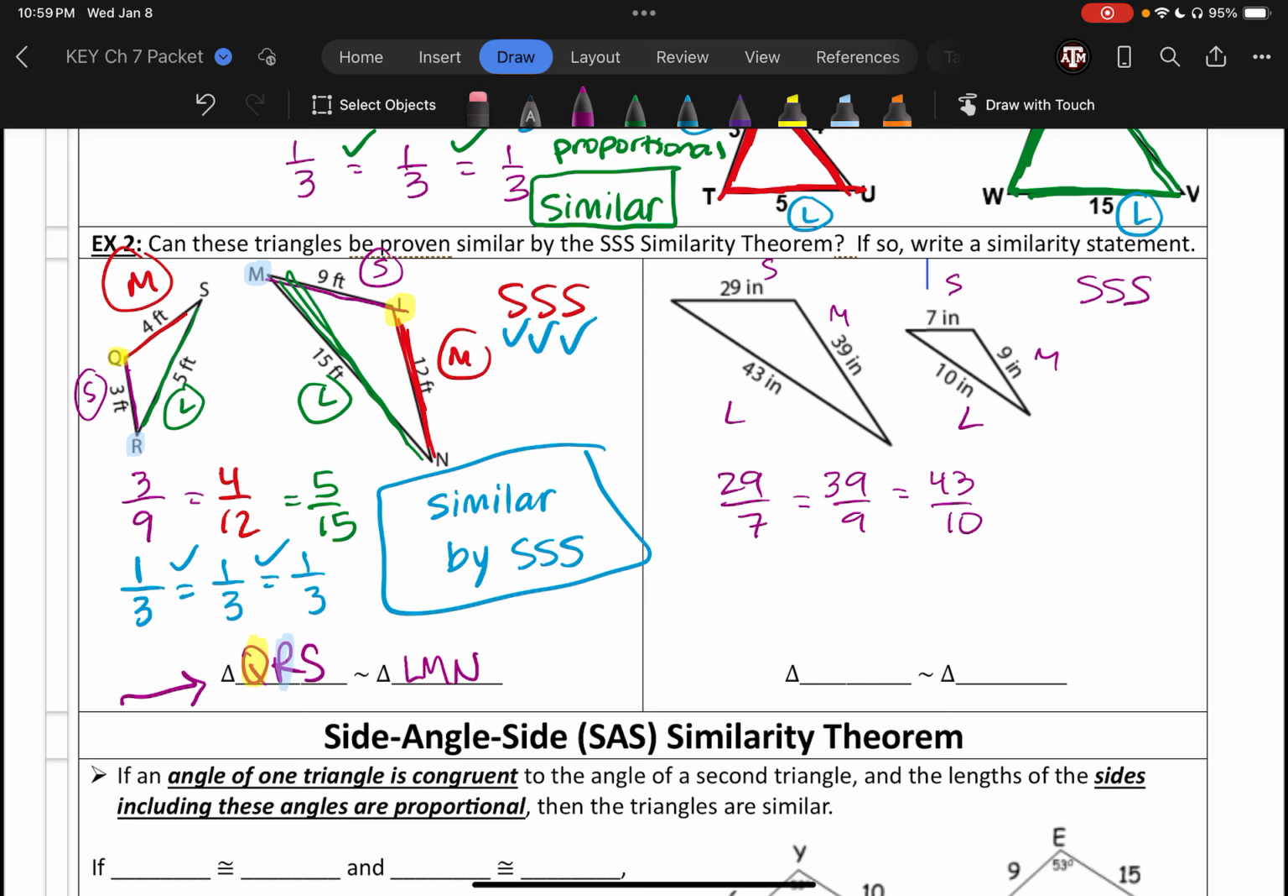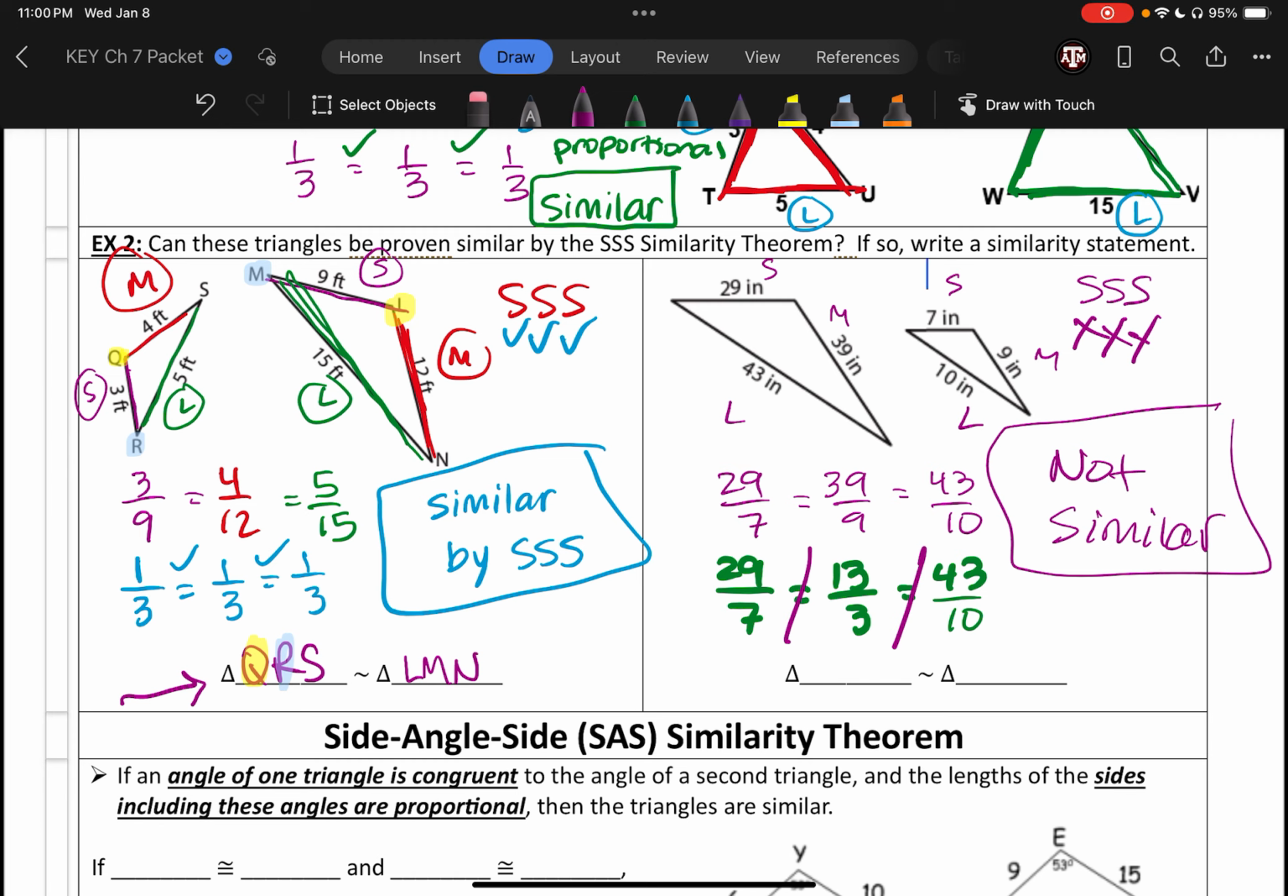What you're going to notice is that some of these fractions might simplify, some of them might not. If you want to simplify 29 over 7, you can't. It's just going to stay as 29 over 7. 39 over 9 actually simplifies to 13 over 3. And 43 over 10 just doesn't simplify. As we look at these simplified fractions, are any of these equal? They're not. So this fails side-side-side. So these are not similar.